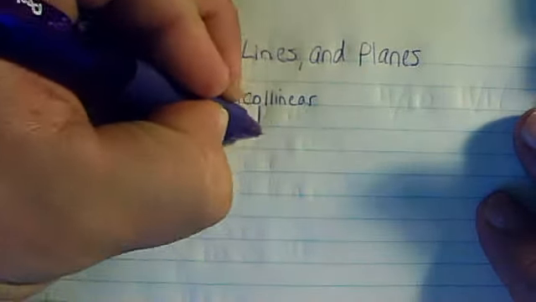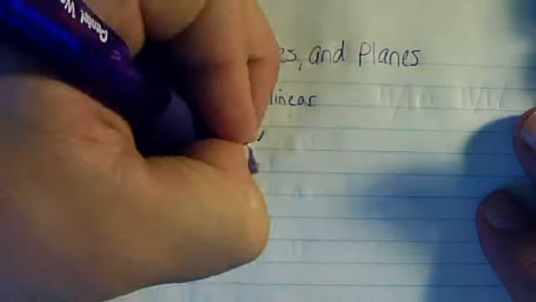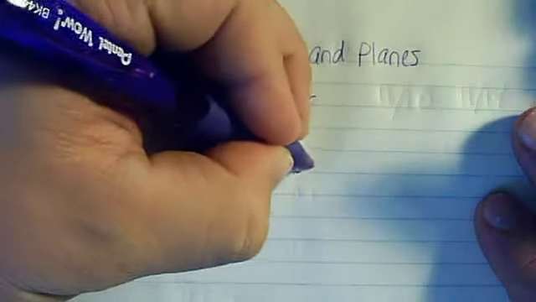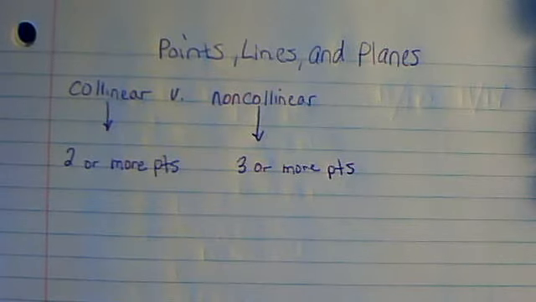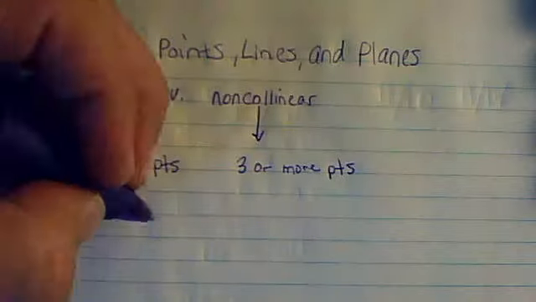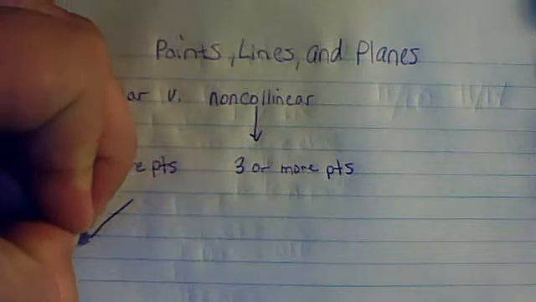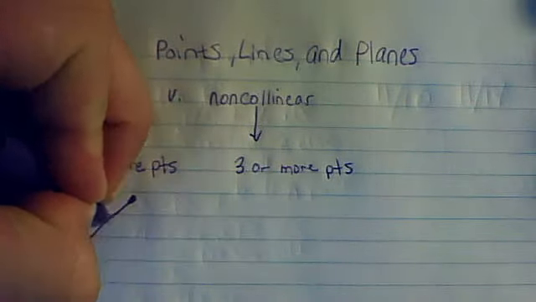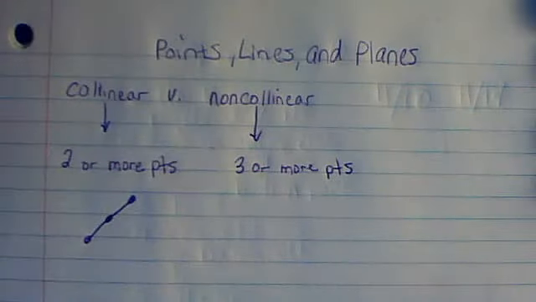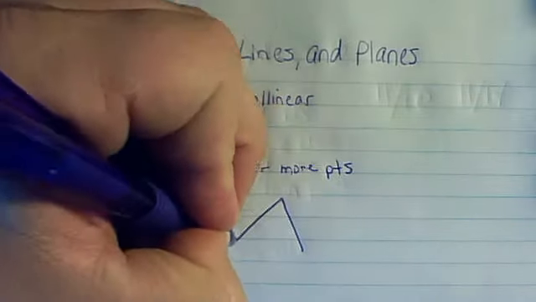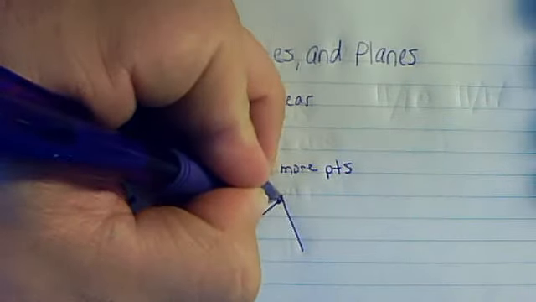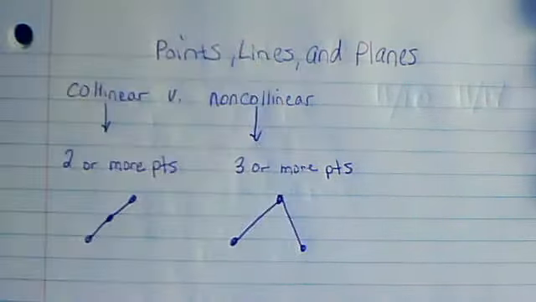For points to be non-collinear, I need to have 3 or more points. So non-collinear means that I have 3 or more points that are not on the same line. Okay, so to illustrate that, I'd have 2 points or more that are on a line. That's my collinear. For my non-collinear, I would have 3 or more points not on the same line.